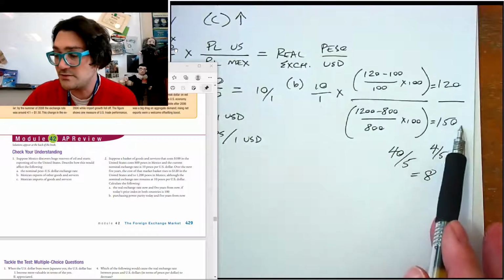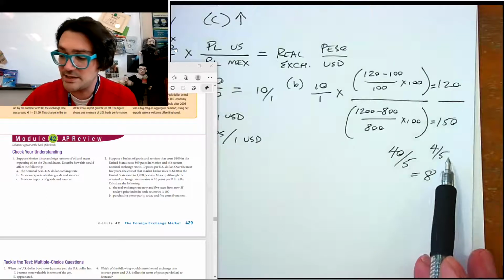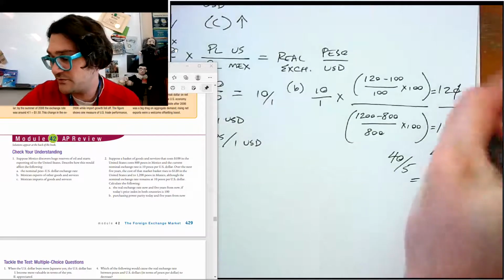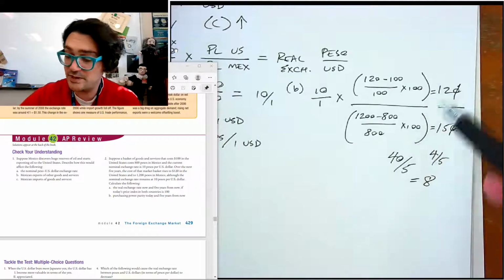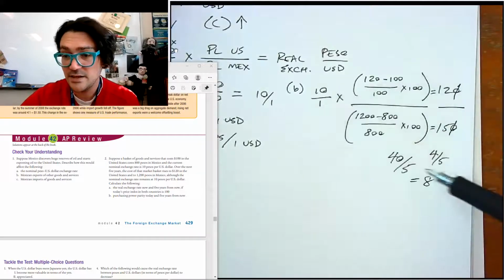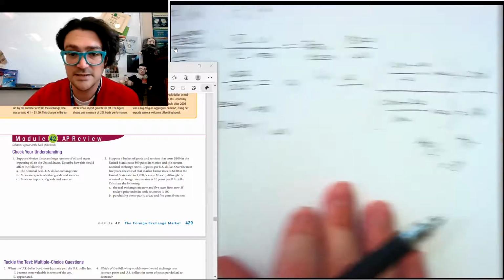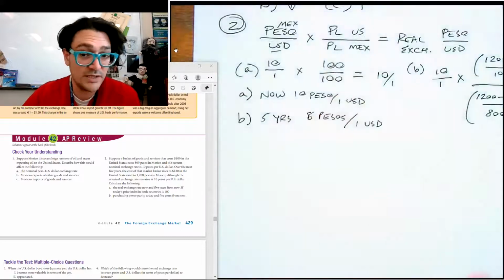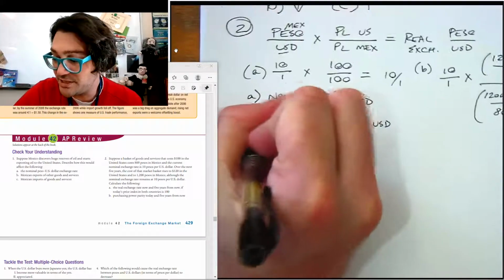So 120 over 150 is 4/5. And again, you can simplify by dividing both by 3, and you go 12 over 15 is 4/5, times the 10 is 40 over 5, which is 8. So that way we know it's 8 pesos. Sorry, that's not part B. That's the second part of question A.